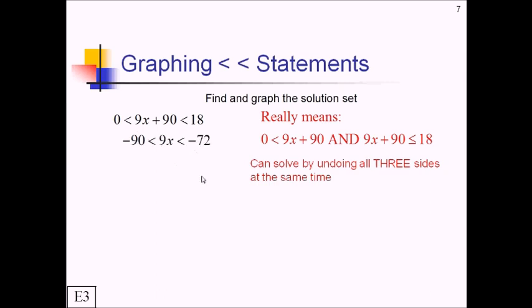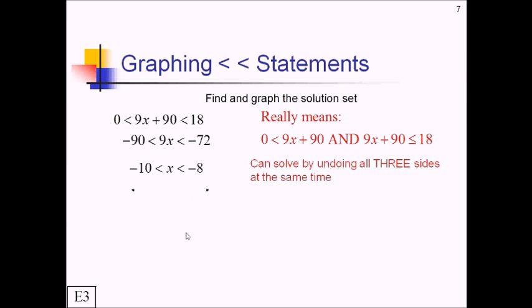Next, I have to go ahead and divide by 9 to get x by itself. Again, I'm going to do that to all three sides. So this will be negative 10 less than x less than negative 8. And that is significantly faster than doing those two steps in two different inequalities.